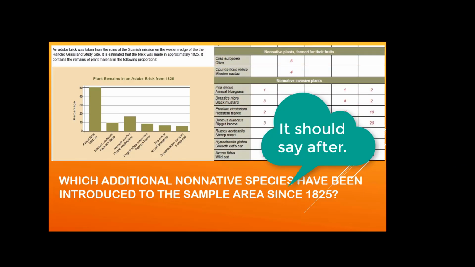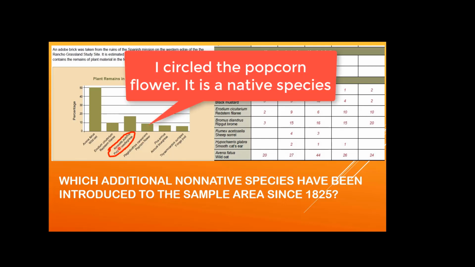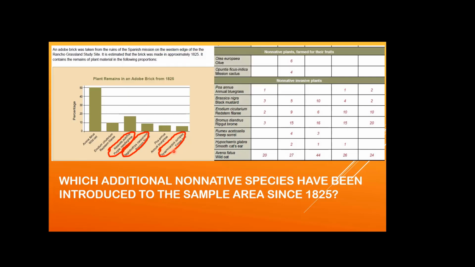So here's our data right here, and we're just looking to see which ones are not here but are non-native. So if we go through, we can see that the purple needlegrass and the fringe is a native species. They are not on this list. So we're looking for ones that, again, have been introduced since 1825. So we have to cross out the ones that were there already.